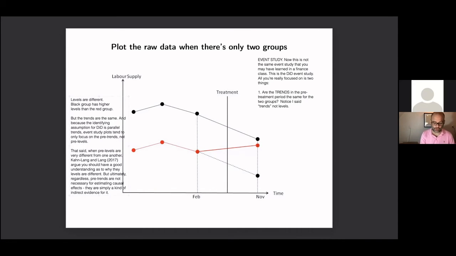So here, because we had two groups, a 2x2 situation, we simply plotted the raw data. So are the trends in the pre-treatment period the same? And two, what are the dynamics in the post-treatment period? So people use event studies to provide evidence for parallel trends, as well as to estimate dynamic treatment effects. Right? Those are the two reasons that they do it.